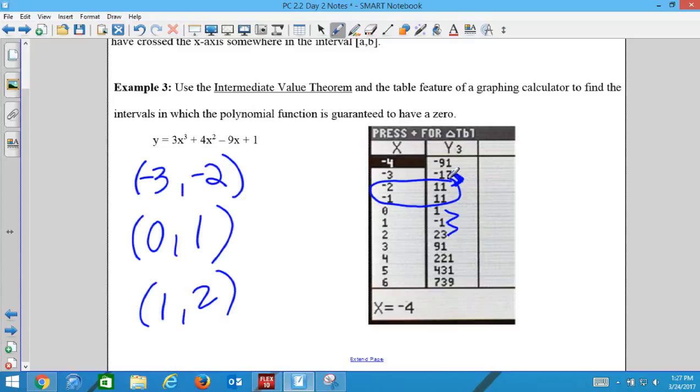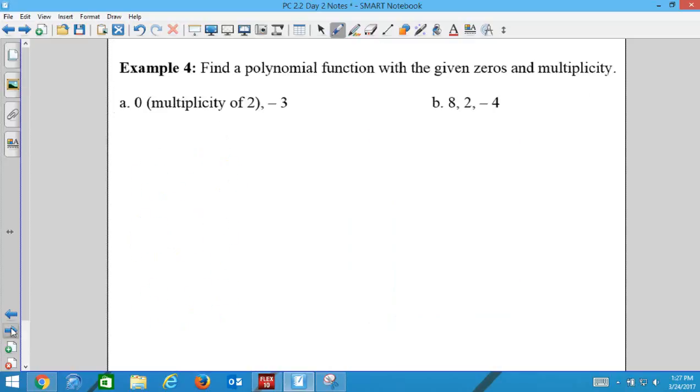So what do you think is happening here, where the y values go from 11 to 11? Yeah. It's going to be like a maximum point. The max is somewhere in between these. Good. Okay, so there's a couple of questions on your homework. You're just writing intervals.